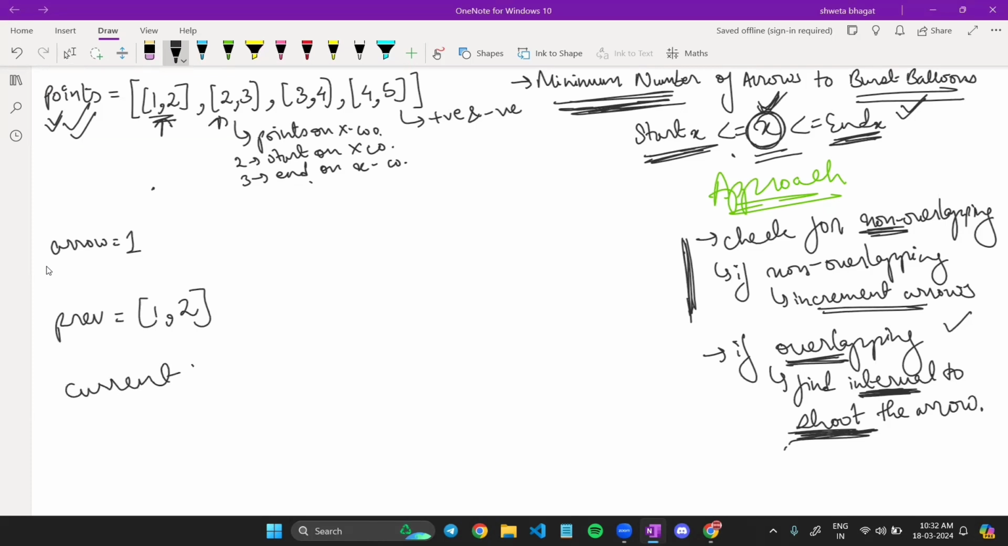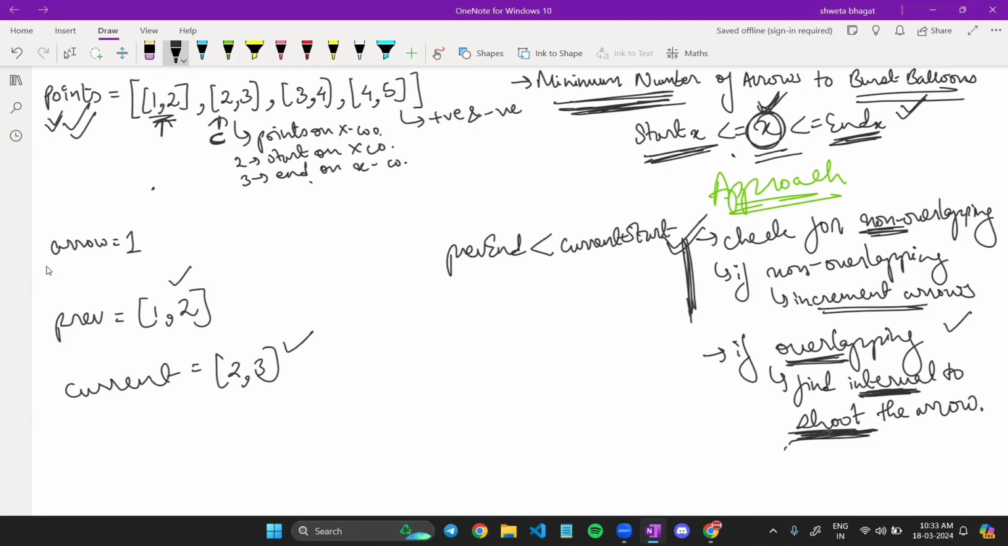So our current would be at 2, 3. So this is our current. Okay, I'm representing it with C. So what are we going to check? We are first going to check for non-overlapping balloons, right? For these two balloons to be non-overlapping, what should we have? We should have previous end less than the current start, correct? Then only we are going to say that these two are non-overlapping, right?